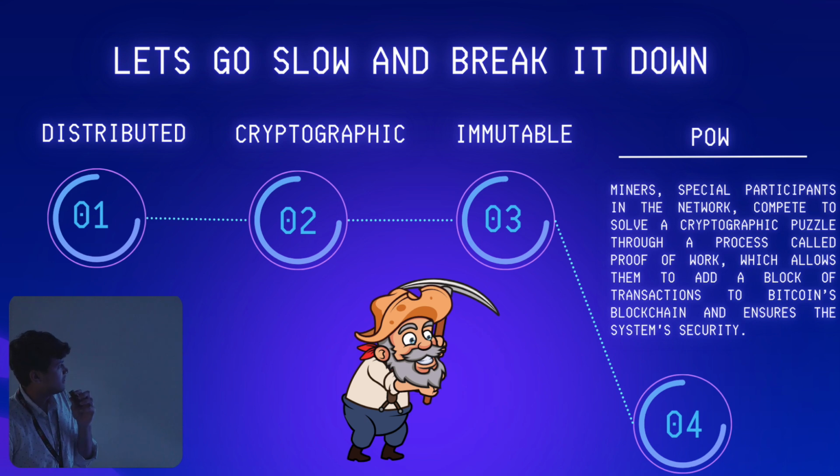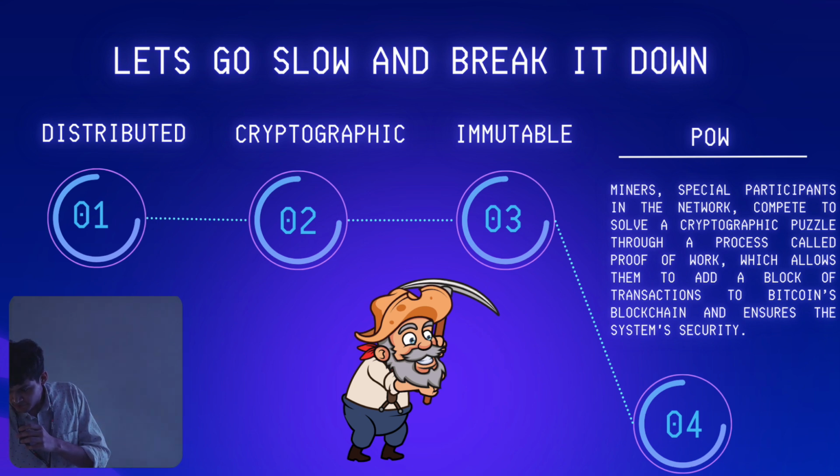Now, PoW, that's short for proof of work. So miners, like Bitcoin miners, are special participants in the network. They compete to solve a cryptographic puzzle through a process called proof of work. So they try to find a specific solution, a mathematical equation, to get the hashing of the previous node. And once they find it, they can add the transaction to the block of the blockchain. We'll explain that in more detail down the line.